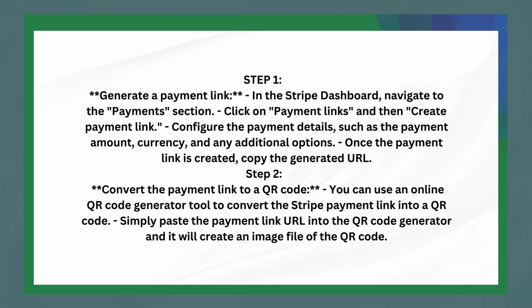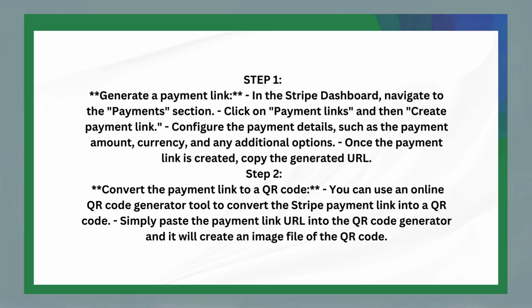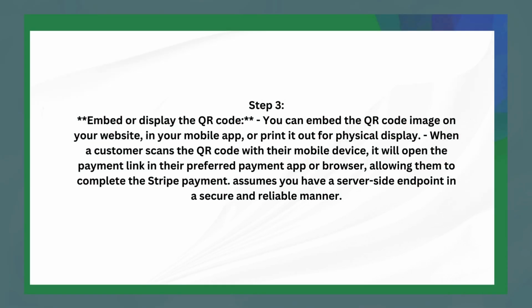The following step is to convert the payment link to a QR code. So you can use an online QR code generator tool to convert the Stripe payment link into a QR code. Simply paste the payment link URL into the QR code generator and it will create an image file of the QR code.